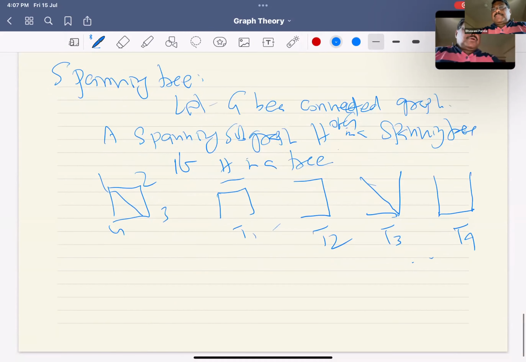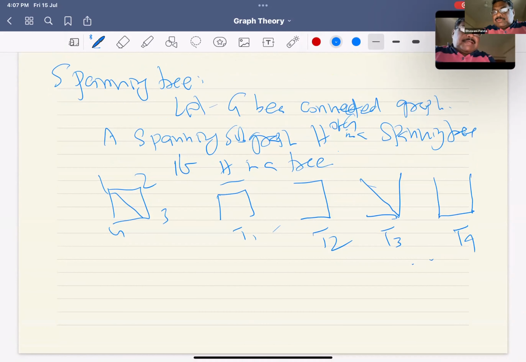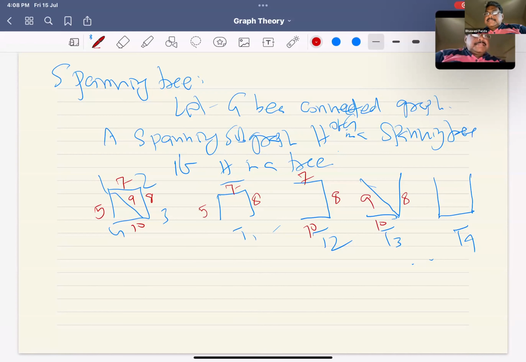So now what happens? Suppose G is a weighted graph. For example, some weights are also there. Suppose 5, 7, 8, 9, and 10. If you see this one, it is 5, 7, and 8. And in this case, 7, 8, and 10. In this case, 9, 8, and 10. In this case, 5, 10, and 10. So these are the weights.